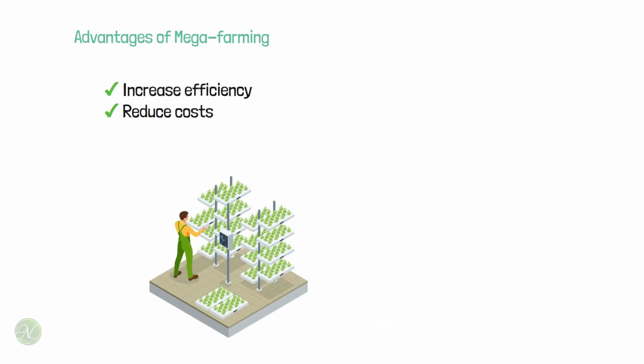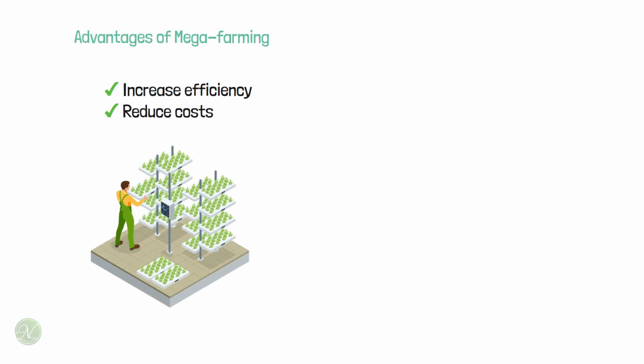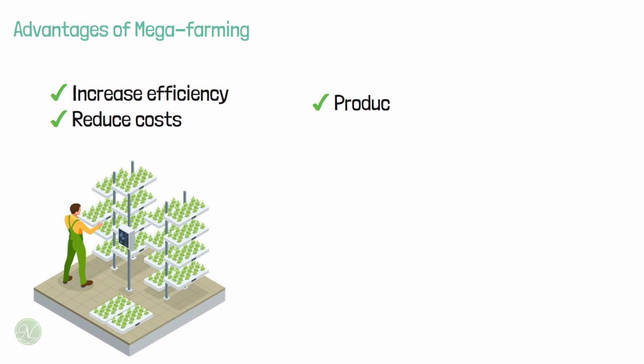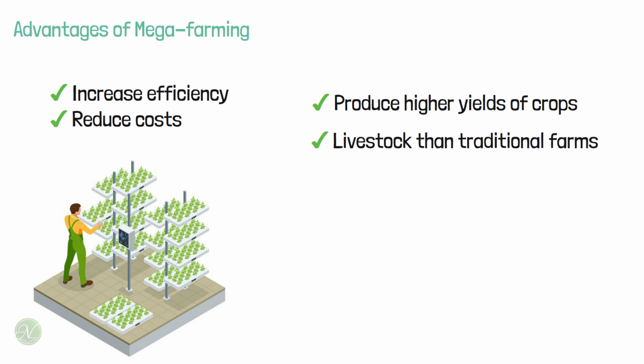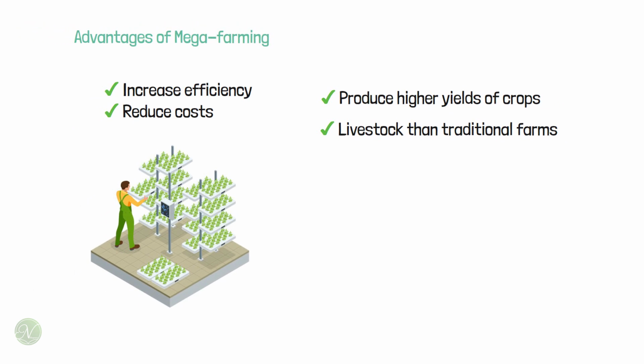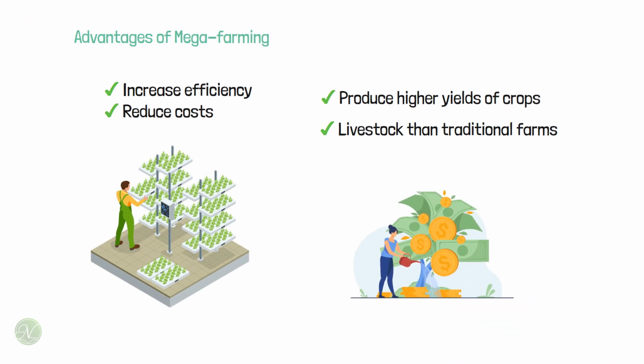One of the main advantages of mega farming is that it can help to increase efficiency and reduce costs. By using advanced technologies and techniques, mega farms can often produce higher yields of crops or livestock than traditional farms and can do so at a lower cost per unit.